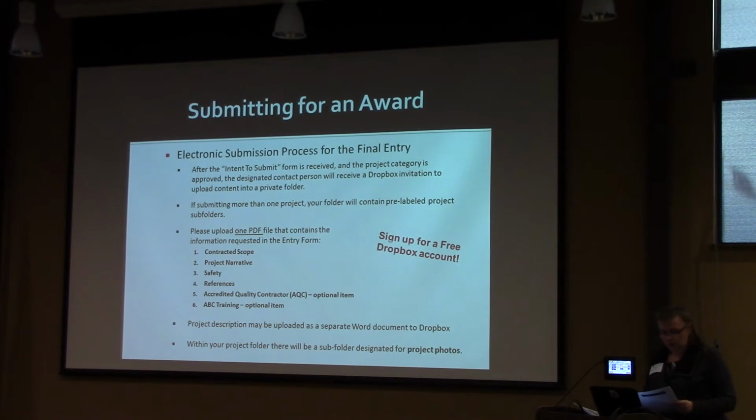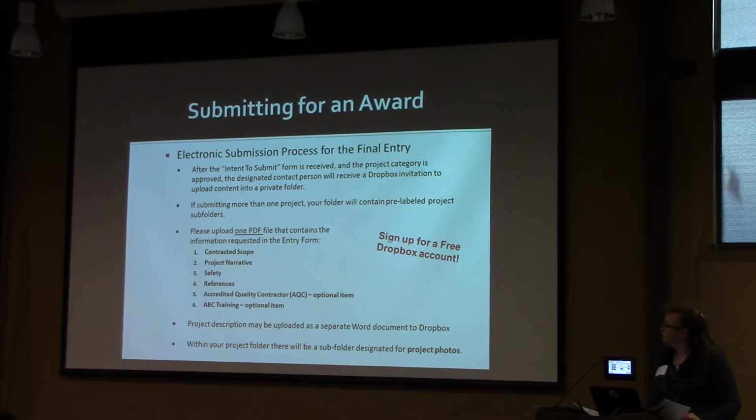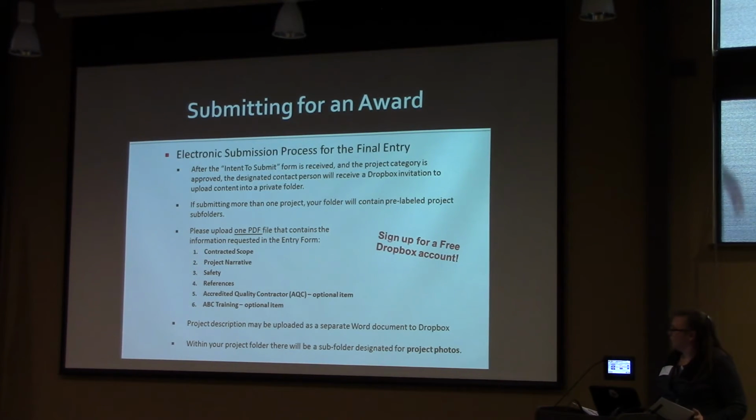The submissions this past year and going forward are electronic submissions as opposed to 3-ring binders, folders, however you may have submitted them in the past. After the intent form is received and the categories approved, the person that's named on the form will receive a Dropbox invitation from ABC staff to upload into a Dropbox folder that is private for your company. So I just see my folder, other contractors just see their folders, and their information is private in those folders. If you have more than one project, it'll contain subfolders for each of the projects that you submitted an intent form for. And then as you get your pieces for the submission, you can upload them one at a time.